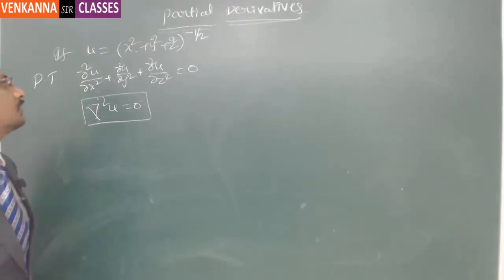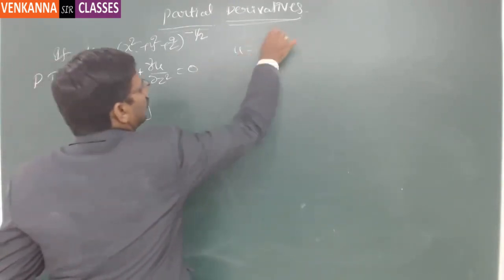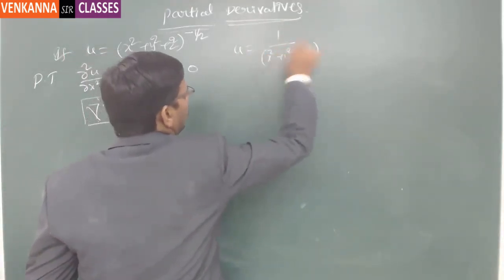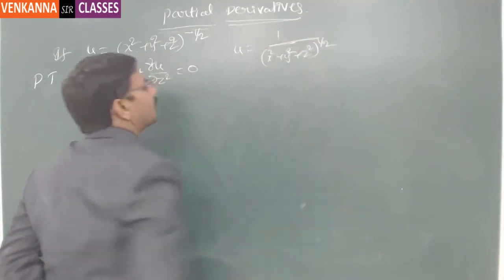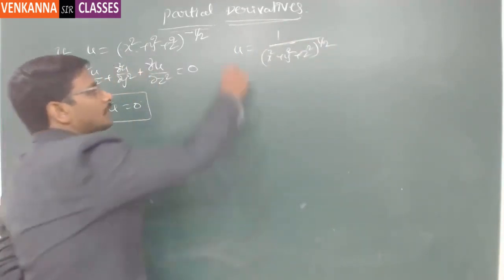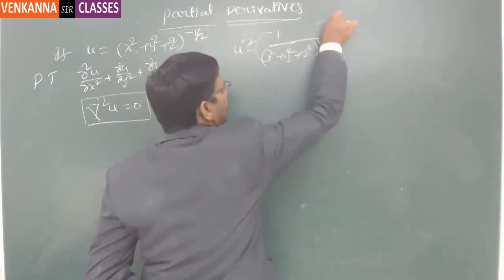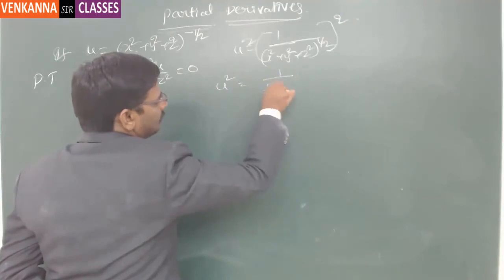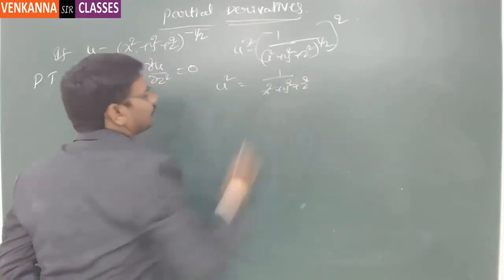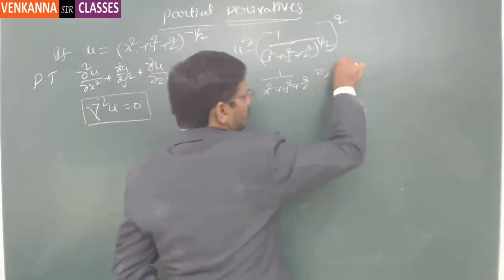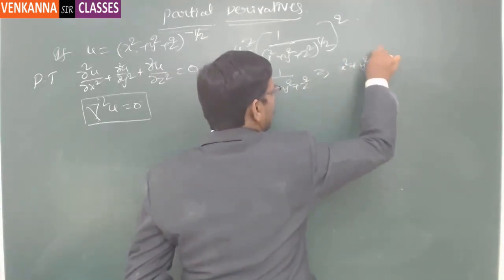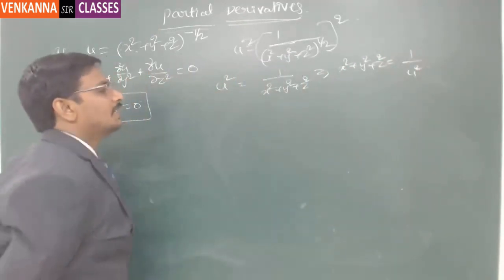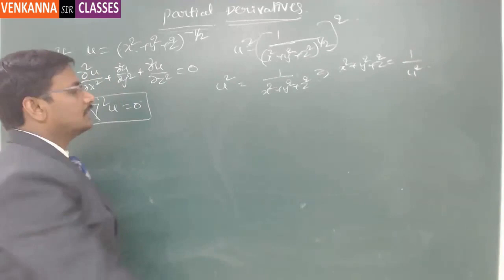Okay, so let me solve this. See this, here u is equal to 1 by (x square plus y square plus z square) whole power 1 by 2, because power minus 1 by 2 is there. Now if I square it on either side, then u square is equal to 1 by x square plus y square plus z square, which implies x square plus y square plus z square is equal to 1 by u square.